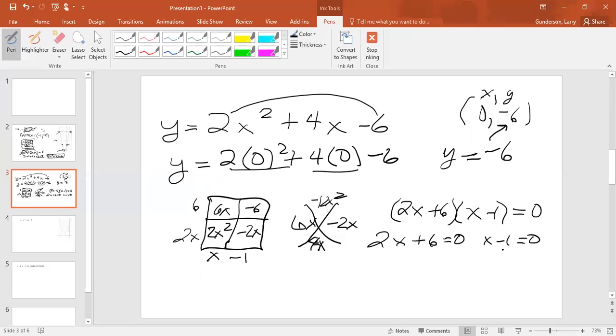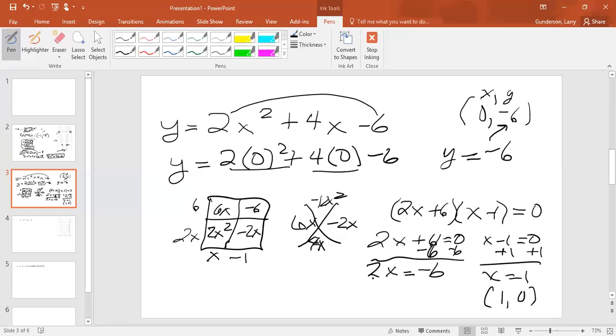This one's really easy. You just add 1 to both sides, and you get x equals 1. So one of your x-intercepts is (1, 0). And over here, you subtract 6 from both sides to get 2x equals -6. Divide by 2, and you get x equals -3. So your other x-intercept is (-3, 0).